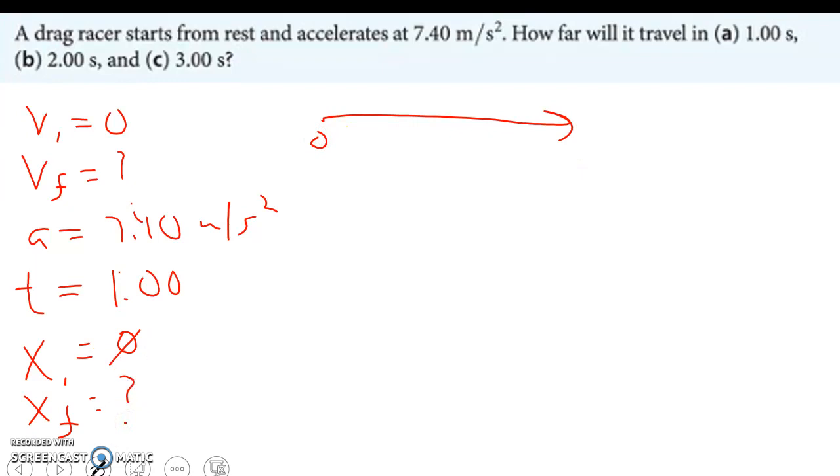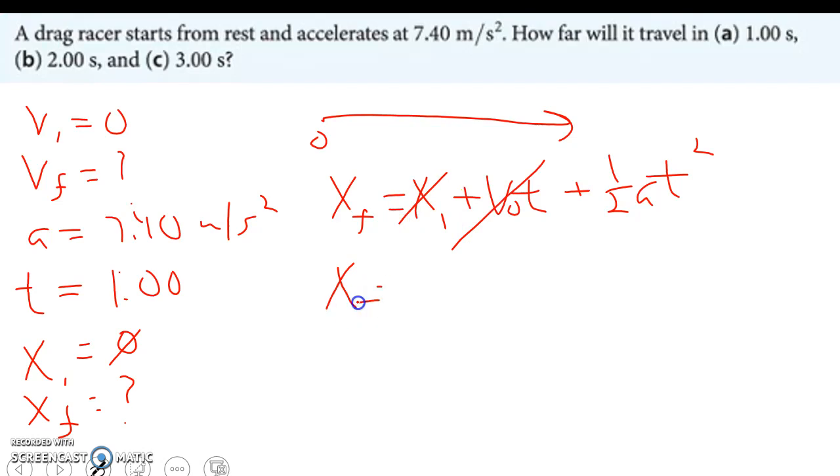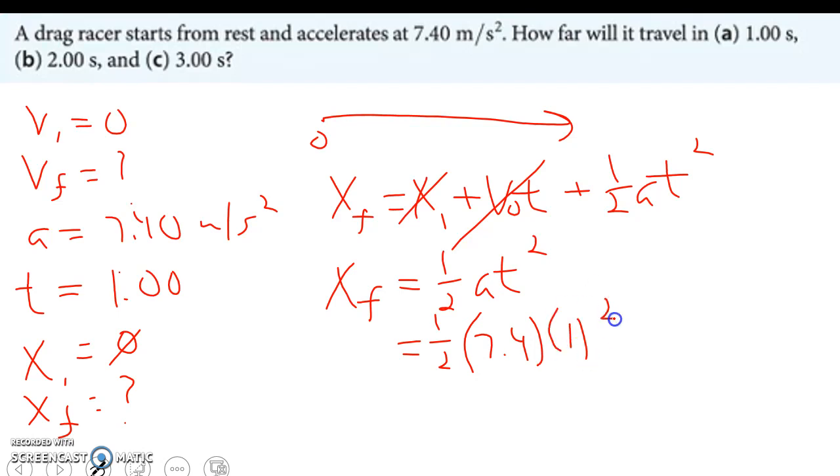Our final position is unknown. So final position is equal to initial position plus velocity times time plus 1/2 a t squared. This is 0 and this is 0, so our final position is going to be 1/2 a t squared. 1/2 times our acceleration of 7.4 times our time, in this case 1 second, squared. So for 1 second, our distance traveled will be half of 7.4, 3.7 meters.